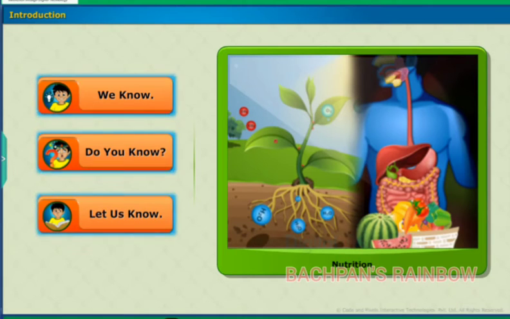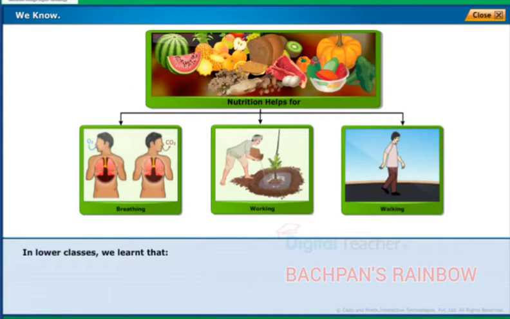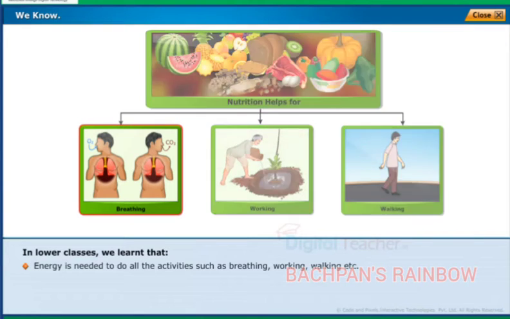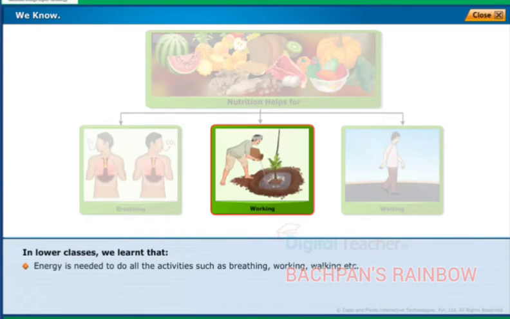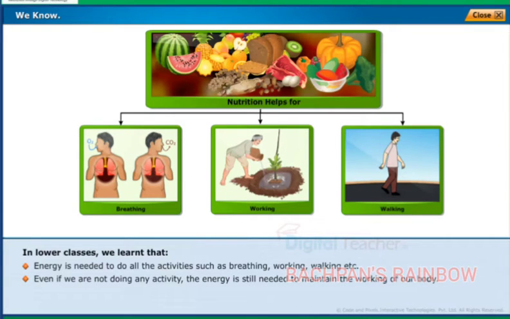Before entering into the chapter, follow the. In lower classes, we learned that energy is needed to do all the activities such as breathing, working, walking, etc. Even if we are not doing any activity, the energy is still needed to maintain the working of our body. This energy comes from the food which we eat.